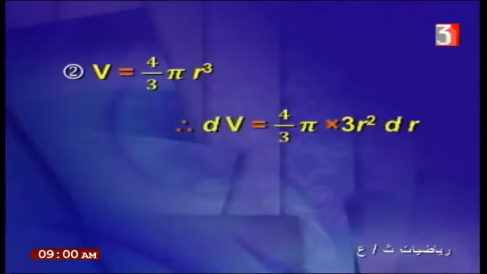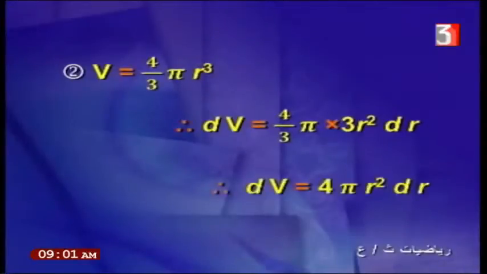Then dv equals the derivative of 4 over 3 pi r power 3. We know that 4 over 3 pi is a constant, and the derivative of r power 3 is 3 r power 2 dr. Then the differentiation of v equals dv, and the differentiation of 4 over 3 pi r power 3 equals 4 over 3 pi multiply 3 r power 2 dr. Then dv equals 4 pi r power 2 dr.